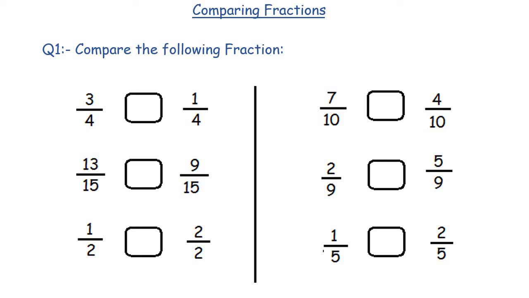The denominators are the same. Look at the numerator. Which numerator is the biggest? It's 3, so 3/4 is bigger than 1/4. 3 pieces out of 4 is bigger than 1 piece out of 4. Next one, 13 out of 15 or 9 out of 15. Equal denominators. Which numerator is the biggest? 13. So 13 is bigger than 9.